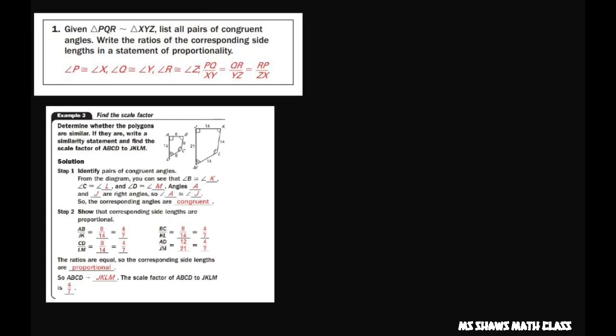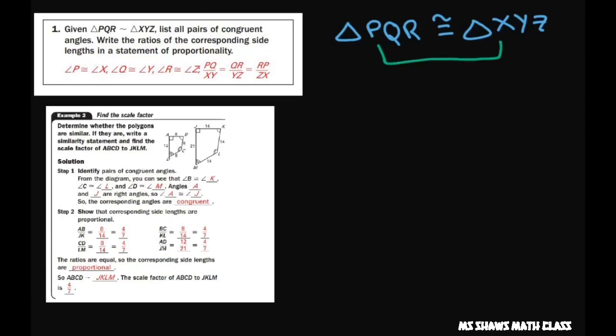So basically, given that we have two similar triangles, list the pair of congruent angles. So let's do that. I'm going to write it: triangle PQR is congruent to triangle XYZ. So that means these two angles are congruent. They have them written there, so I'm just going to mark it here. Angle Q is congruent to angle Y, and angle R is congruent to angle Z. These have to go in order.